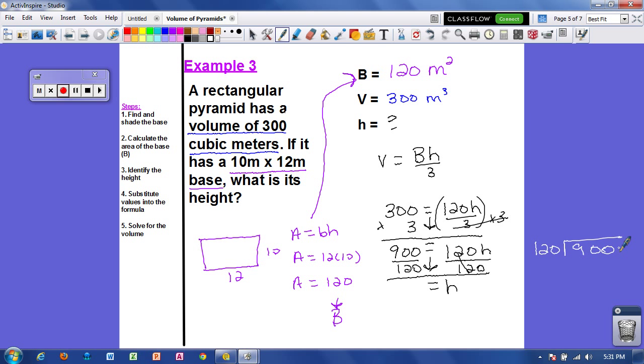Alright, 120 will go into 900 7 times, which is 840. And when I subtract that, I get a remainder of 60. So now I have to add a decimal and a 0. Decimal goes up, 0 goes down. 120 goes into 600 5 times, and that comes out evenly. So that means my height equals 7.5, and these were meters.